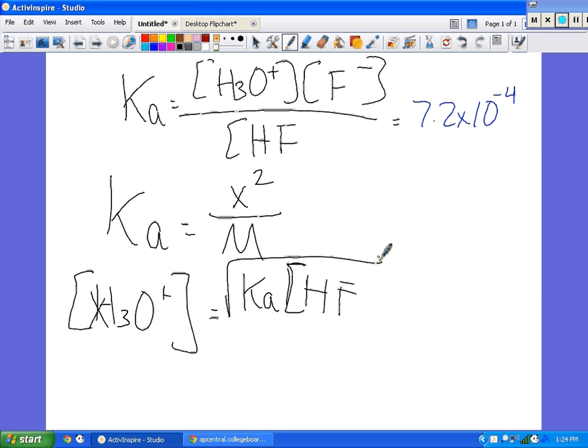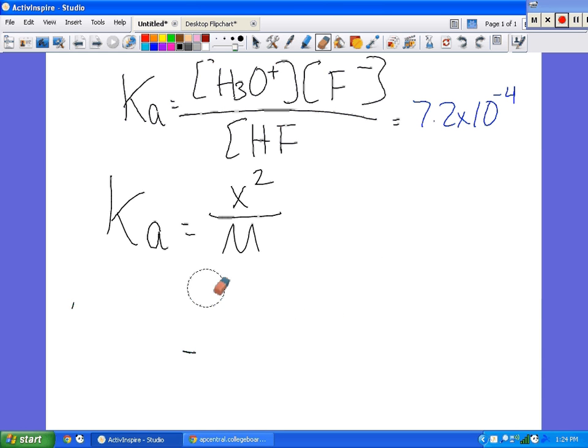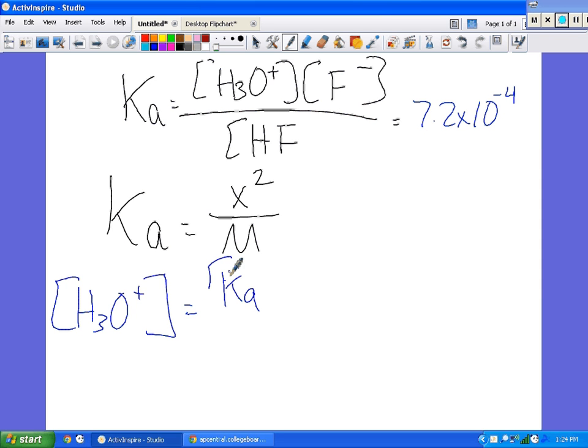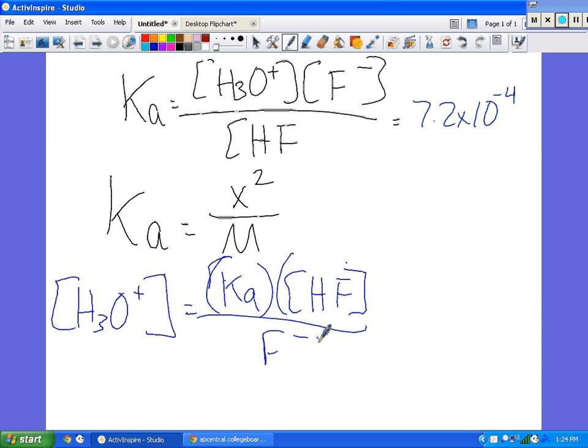Okay, let's start back over. What we could do is, we know that it's going to at least be H3O plus equals Ka times, again, I'm kind of running through this a little, over F minus, right? All right.